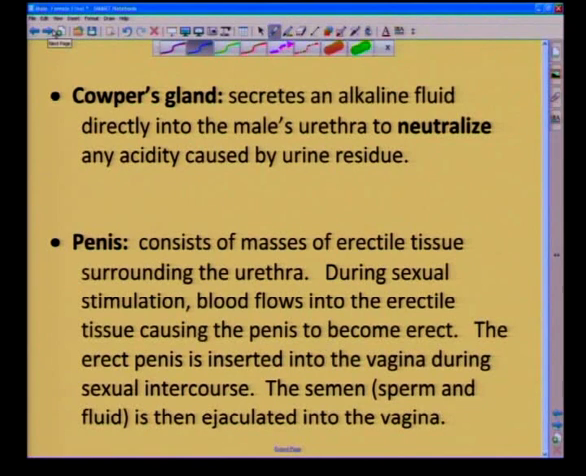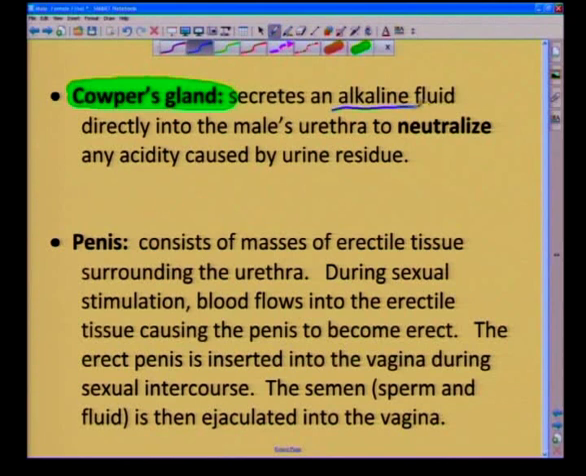All right, now our third gland that we're going to look at is our carpus gland. And the carpus gland says, right, we need to make sure, now we've neutralized, we've got food for the sperm, okay, from the seminal vesicles.